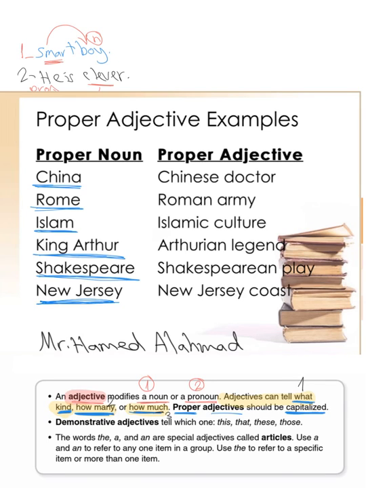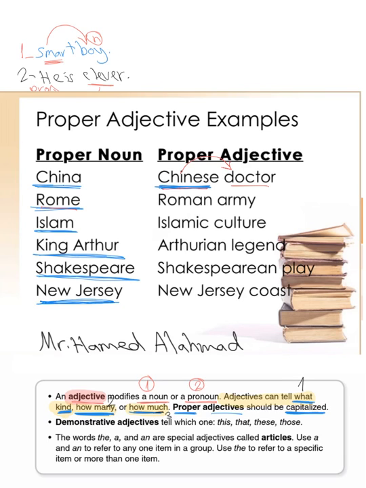So now here, China. If I said that a doctor came from China, what do I call him? I call him a Chinese doctor. So Chinese here was a proper noun, then it was changed to an adjective to describe the noun doctor. So what do I call it? A proper adjective.